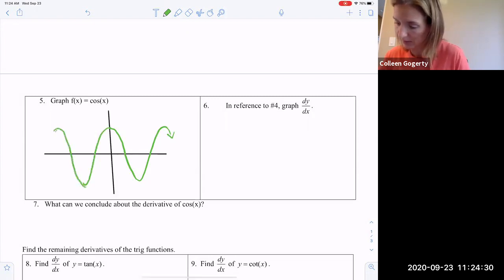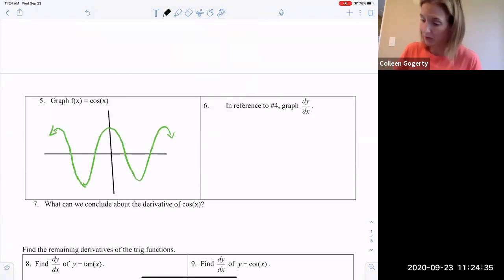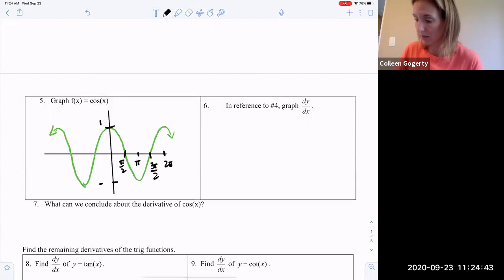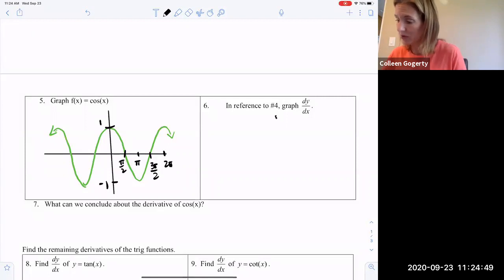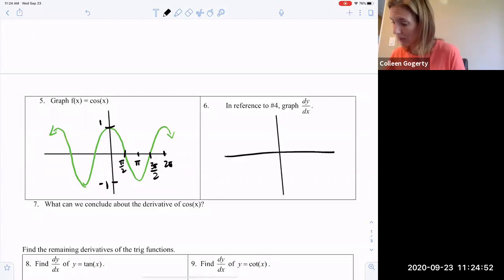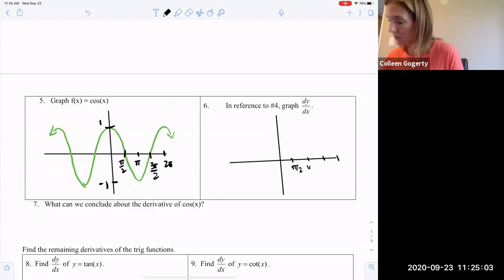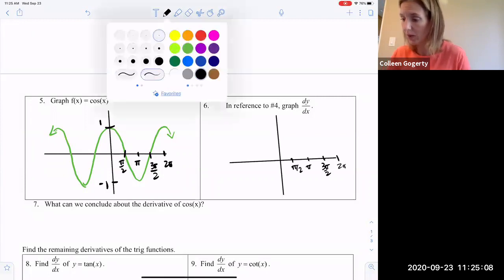It's not the best, forgive me a little bit here. But overall, here's our pi over 2, pi, 3 pi over 2, and 2 pi. Maximum of 1, minimum of -1. Now if I want you to do the derivative, we should be able to look at the slopes of the tangent lines. What do we get when we look at those slopes? I still have my key features: pi over 2, pi, 3 pi over 2, 2 pi. And let's start with 1 up at the top.